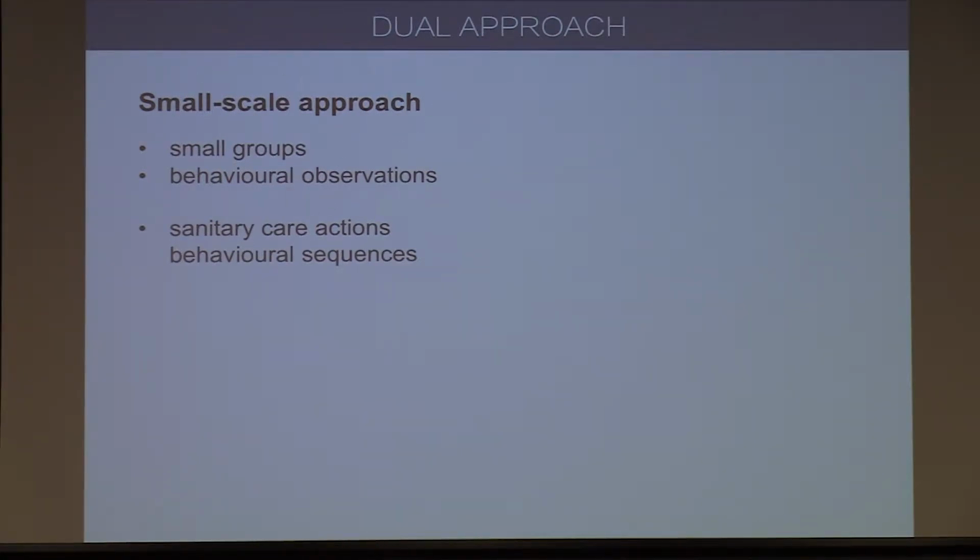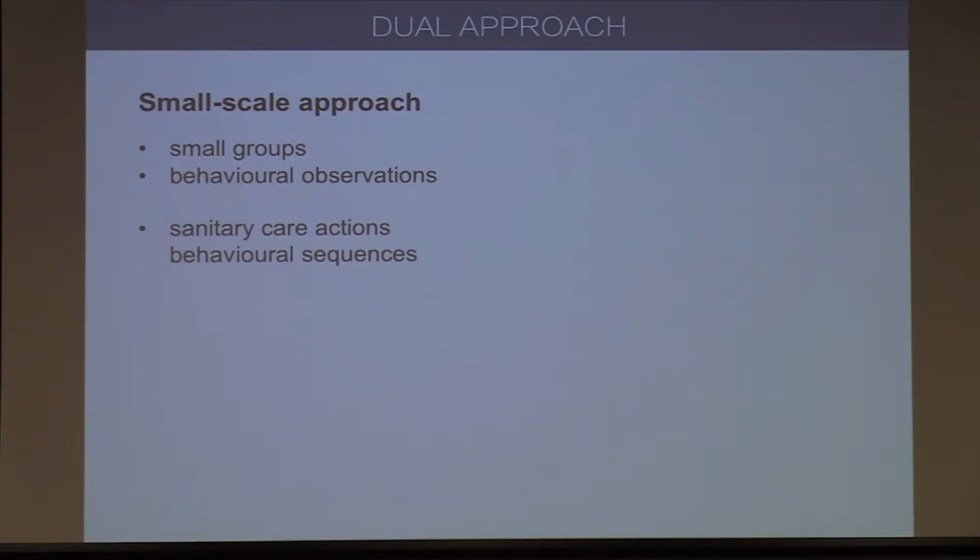What we do is that we use small subcolonies of ants, really something only like 10 individuals or so, and observe every type of behavioral interaction that we can see in 1 hour or 3 hour interactions. So there we can study in detail the sanitary care actions and the behavioral sequences also. What does an ant do first? What does it do after it has had contact with an infectious individual, etc.